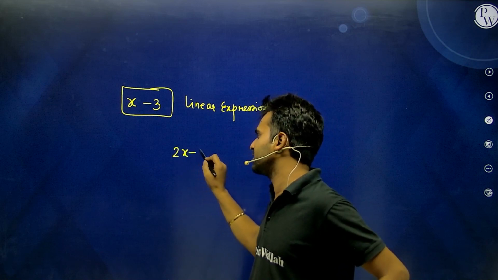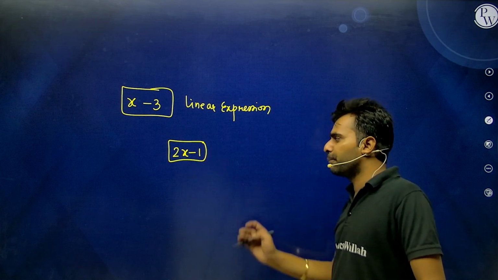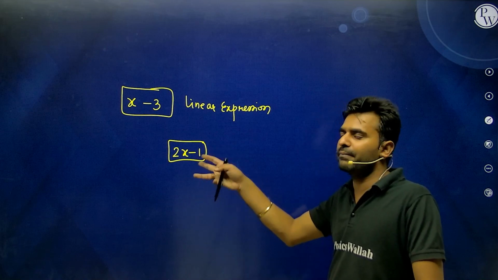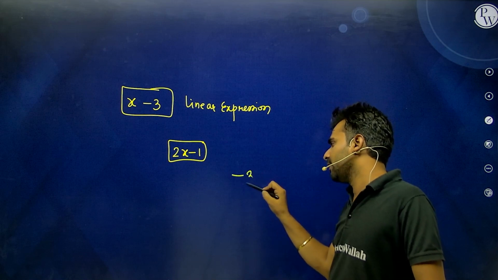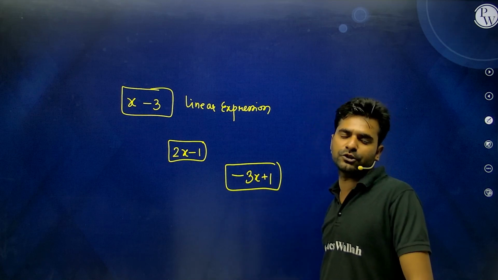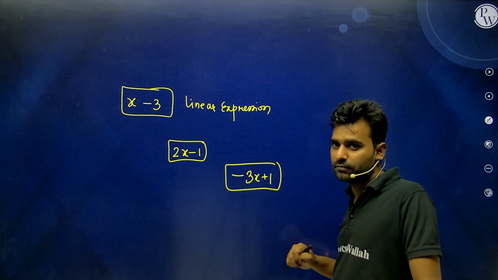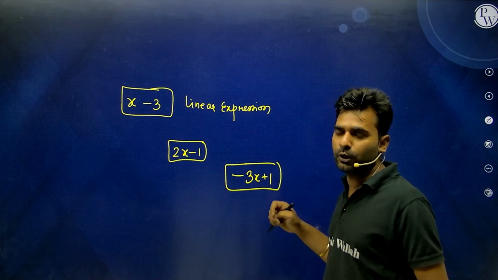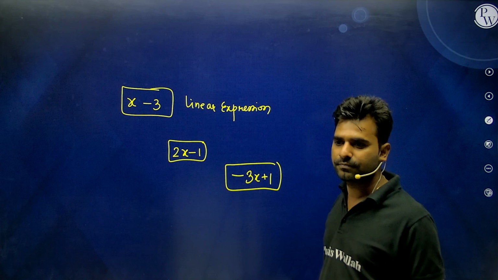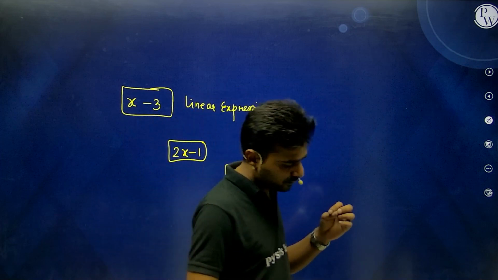Let's say I have taken this linear expression. So at x equal to 1 by 2, this thing gets equal to 0. Yes or no? If you put any value greater than 1 by 2, this expression will be positive. If you put any value of x lesser than 1 by 2, this expression is going to be negative. Similarly, let's say you have taken this linear expression. If you put x equal to 1 by 3, this expression is going to give you 0. If you put any value greater than 1 by 3, this expression is going to give you a negative value. And if you put any value lesser than 1 by 3 in this, you're going to get a positive value. Yes or no?